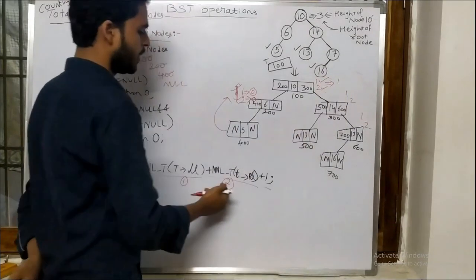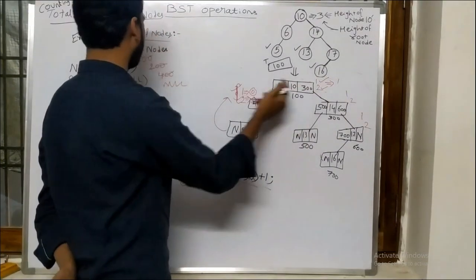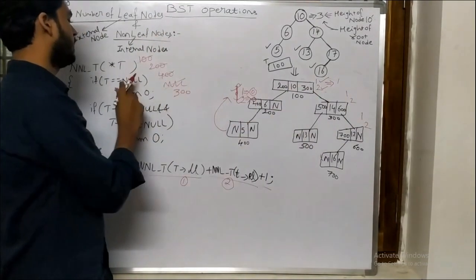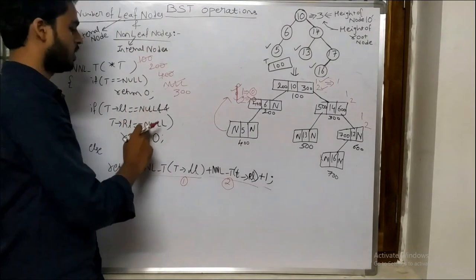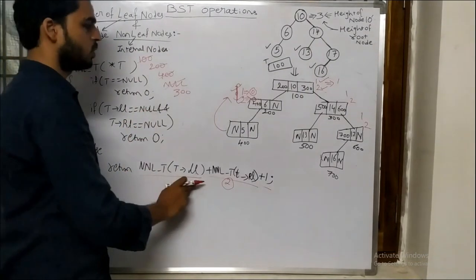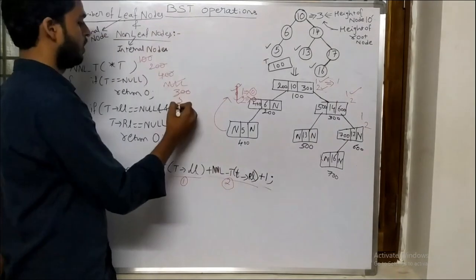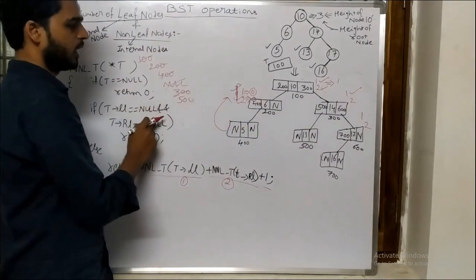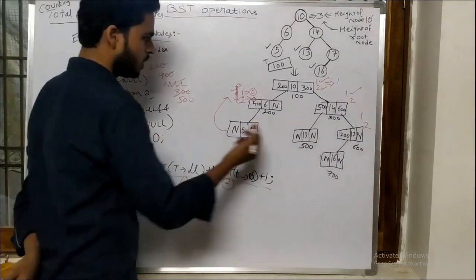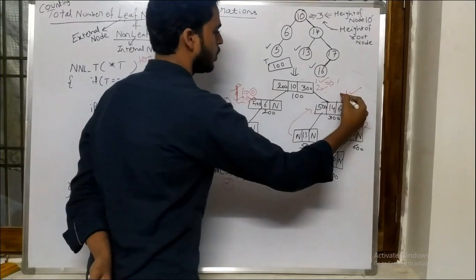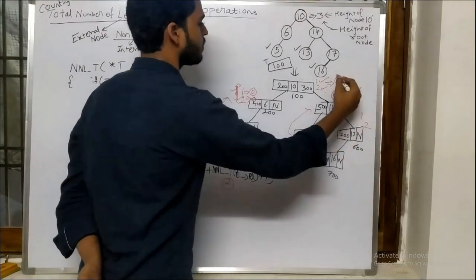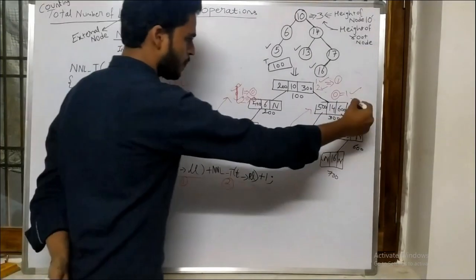It is going to execute the second statement, that is t tends right link. T tends right link is 300, so it is going to pass 300. 300 is not null, and 300's left link is not null, so the condition fails. It is going to execute the first statement. 300's left link is 500. 500 is not null, 500's left link is null, right link is null. Then it is going to simply return 0 to here.